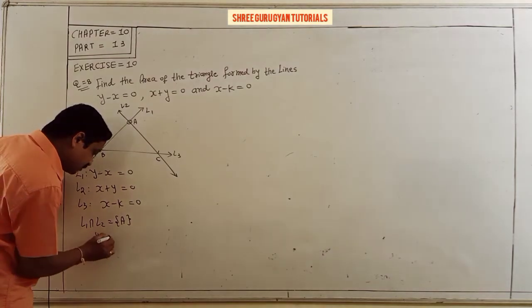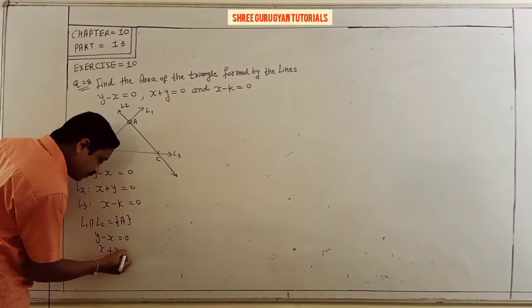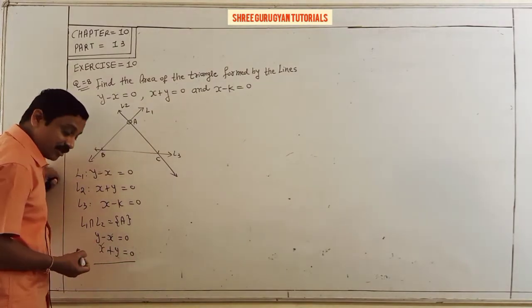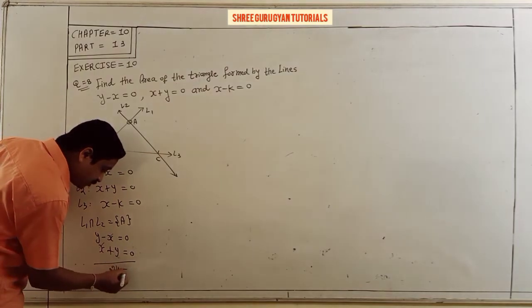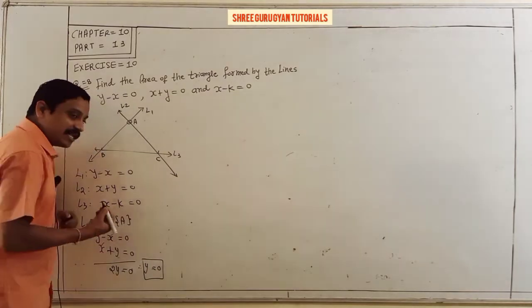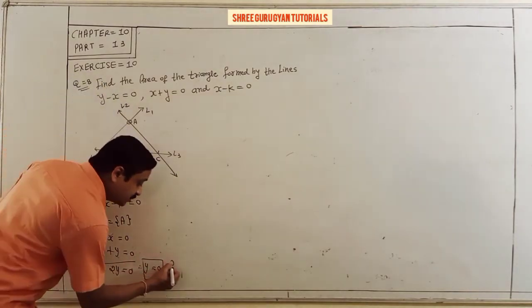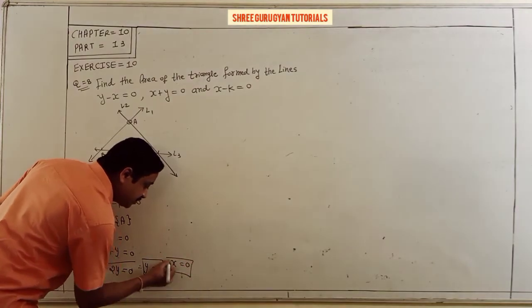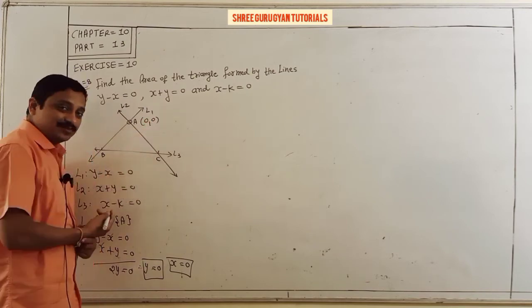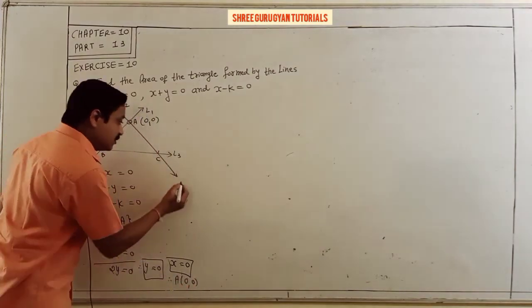y minus x is equal to 0 and x plus y is equal to 0. So this x and this x cancel. You have only 2y is equal to 0, definitely y is equal to 0. And if you apply y equals 0 here, then x is also 0. It means your A vertex is ready: 0, 0. Therefore I write down A as 0, 0.